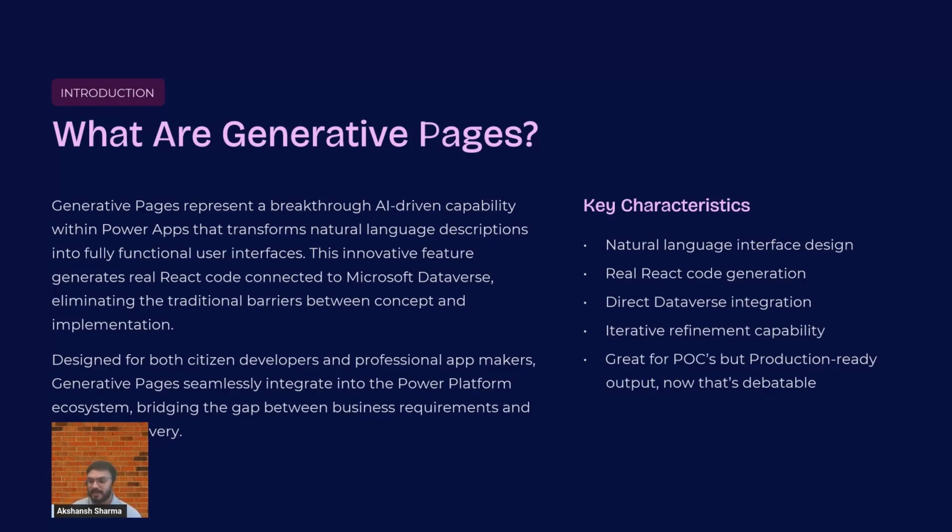So what does it do, right? It's an AI-driven capability within your model-driven app. Instead of creating your page by drag and drop, or your custom JavaScript, or your plugins and everything, what you can do is give a natural language prompt to your page, to your model-driven app. You can select your GPT model, 5 or 4.1. Either of those two models is available.